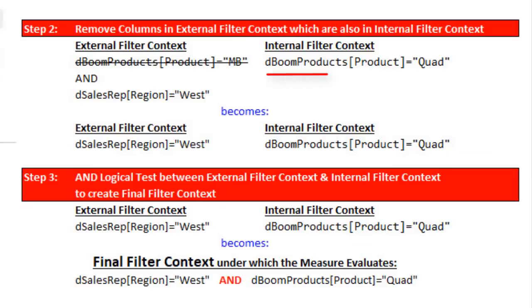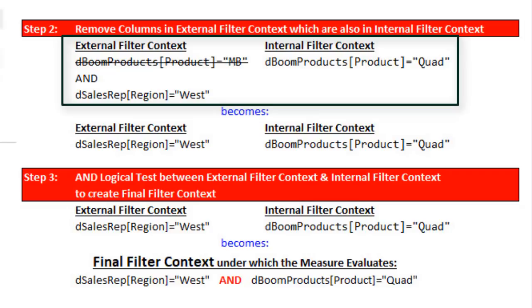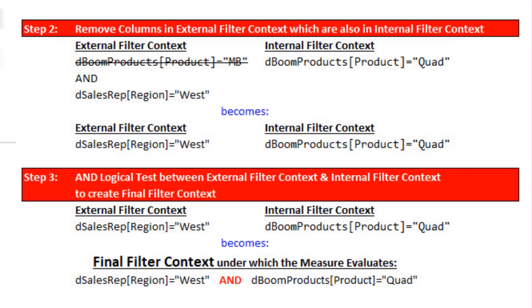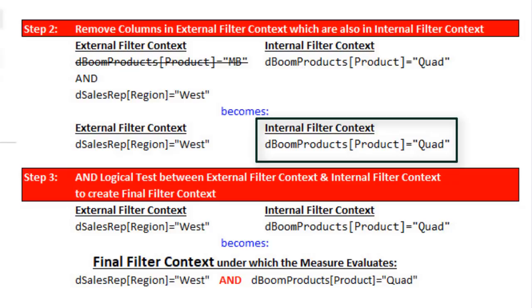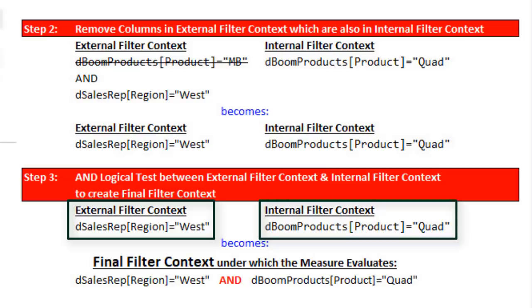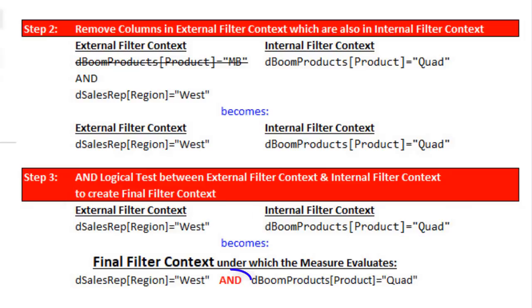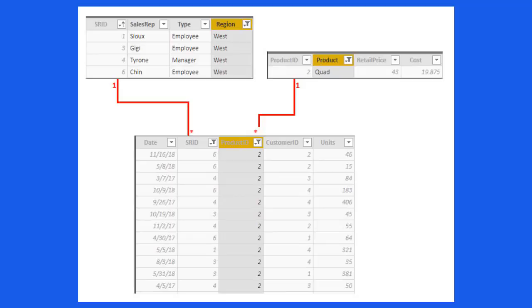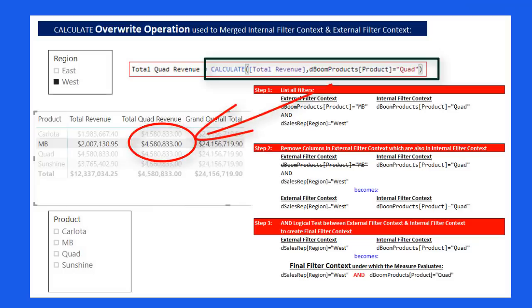Step 2, because there's a filter on the product column internally and externally, the external filter is removed. The external and internal filter context become just West on the external, just Quad on the internal. And in the final override operation, the external and internal filter context get run as an AND logical test. Then the fact table is finally filtered down to the correct numbers, and the measure can make its calculation.